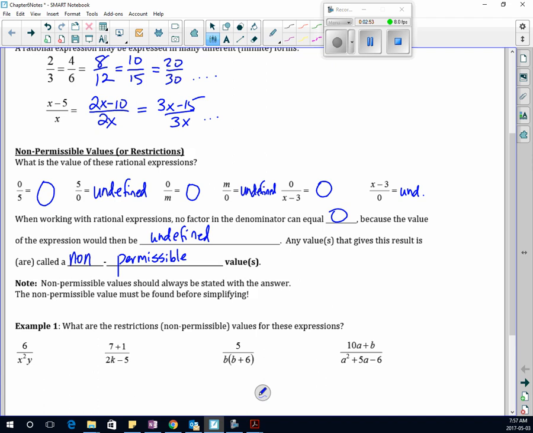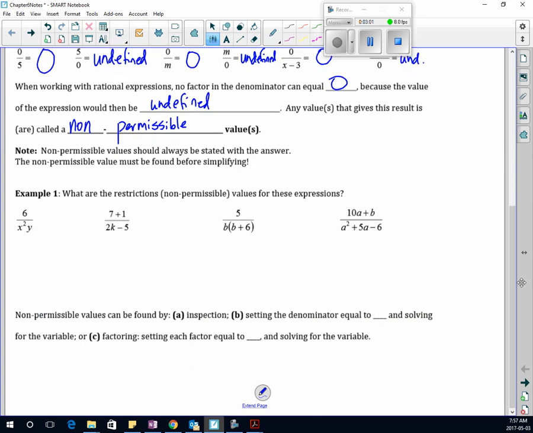So I'm not going to ask you to state it. You need to actually state it. The non-permissible value must be found before simplifying. So you have to ask yourself, what will make the denominator 0? Well, if x was 0, that would make the whole thing 0. Or if y is 0, that would make the whole thing 0.